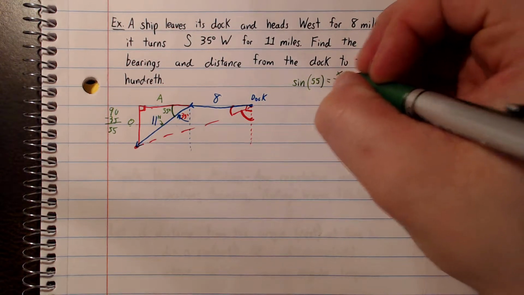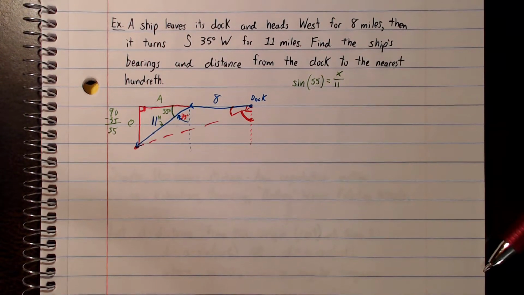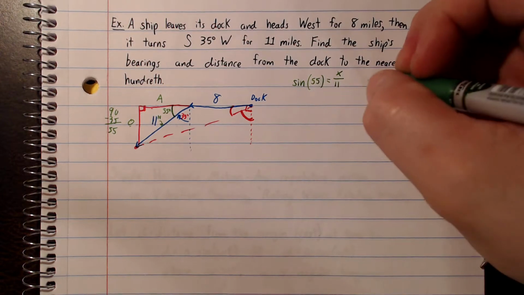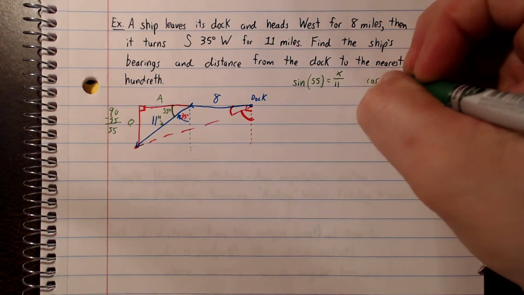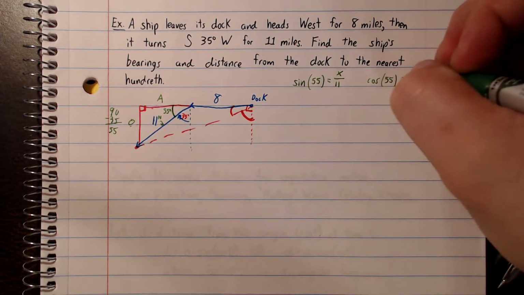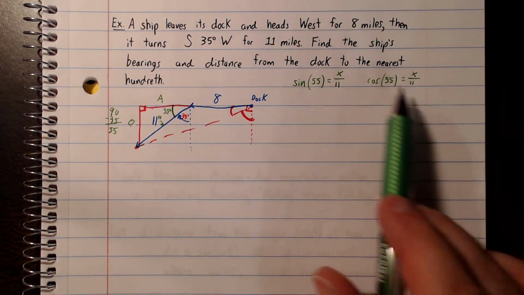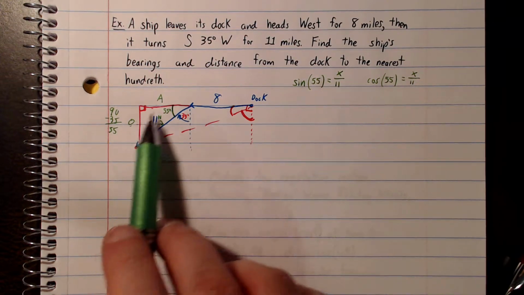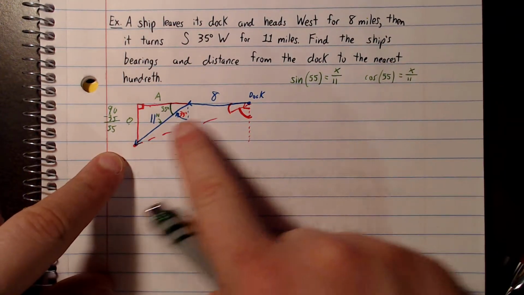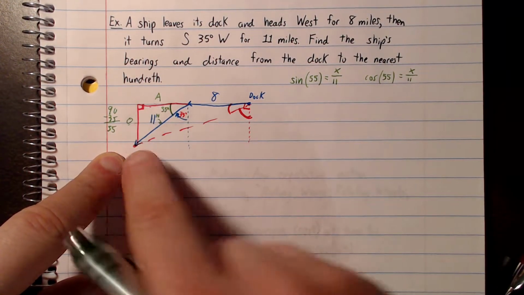So O over H, which is sine. And we need to do it for adjacent, which would be cosine. Cosine equals A over H. So by solving both of these, I will get missing parts to this overall right triangle.